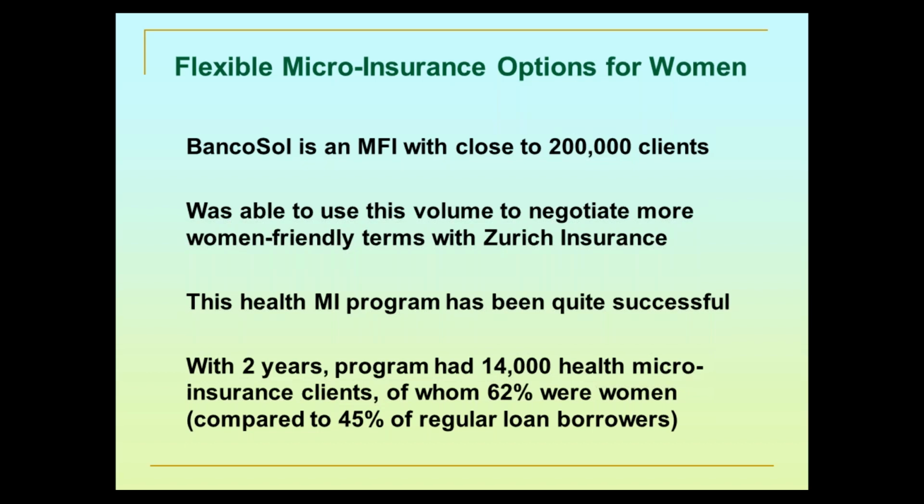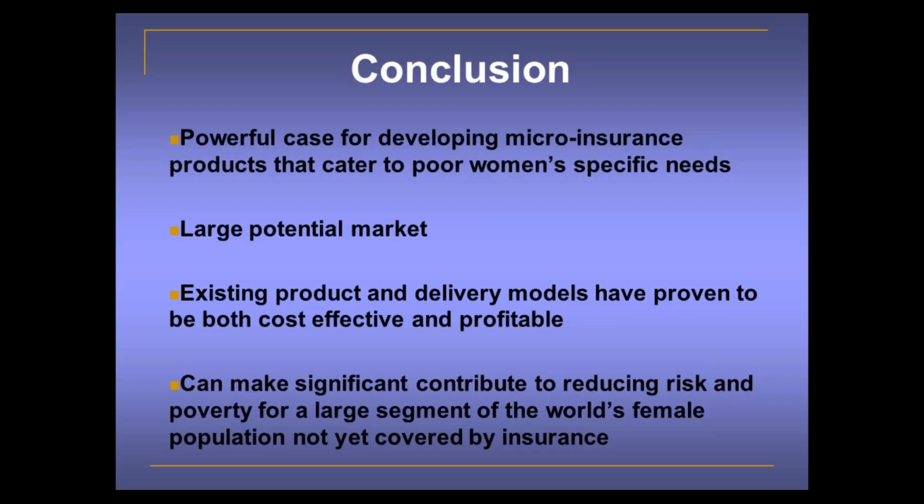So those are just a few examples of some successful programs. Denis already described some, Nigel will tell you about some more, but there are a lot of options and a lot of ways to make this work. But what I really wanted to sum up by saying is there is a very, very powerful case for developing microinsurance products that cater to poor women's specific needs.